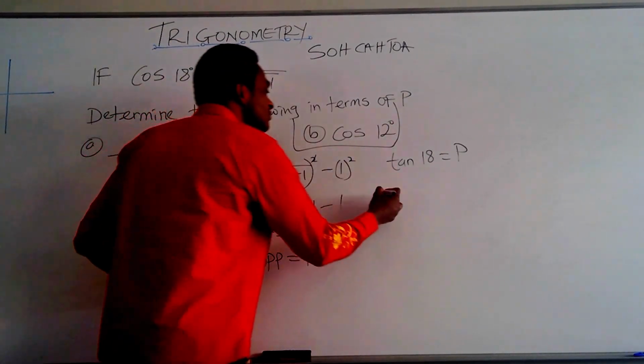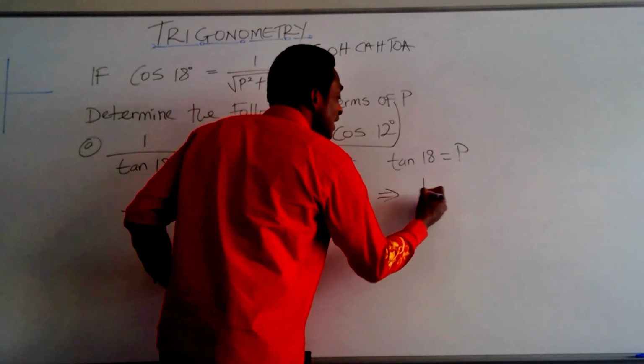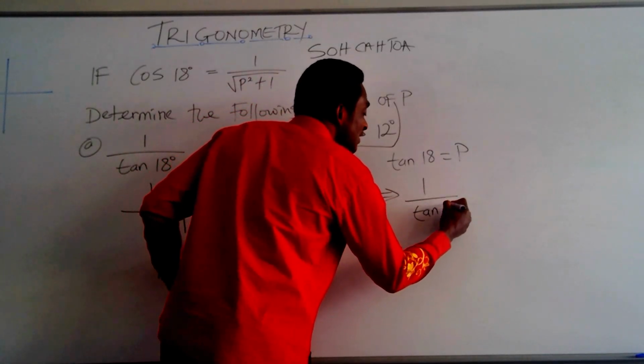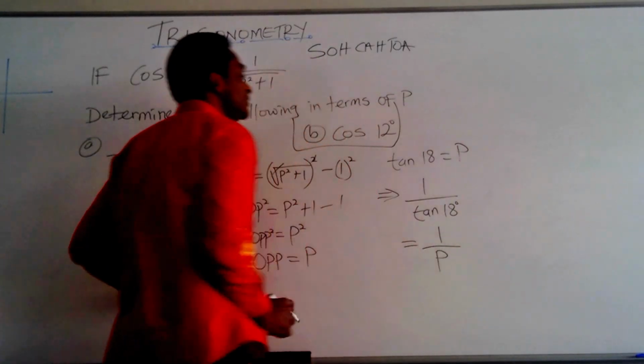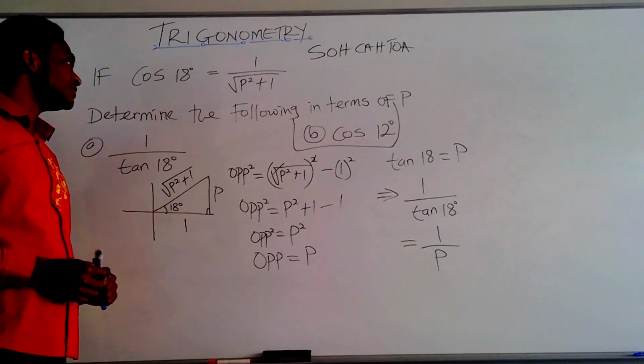But they are not asking us for tan of 18 actually. They are asking us for 1 over tan of 18. So our answer will be 1 over p. That answers the first question.